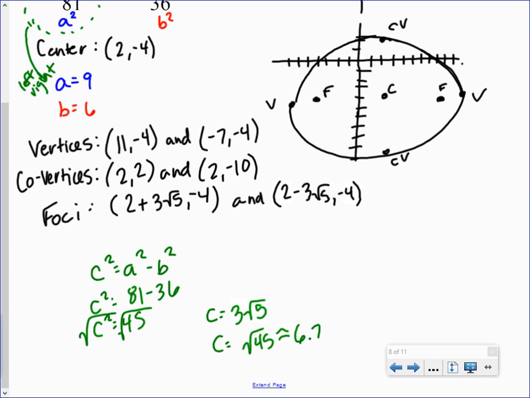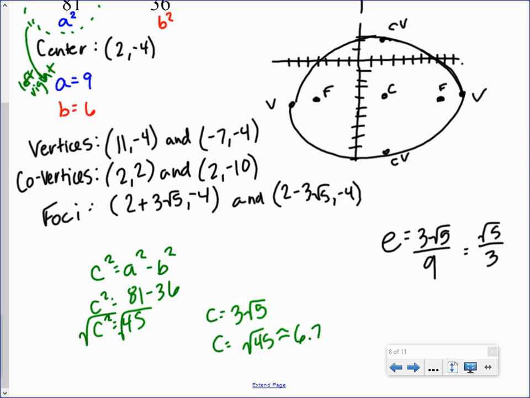Okay. Last thing that we want is eccentricity. And that's a pretty easy one. Eccentricity is just C over A, correct? So my C was 3 square root 5. My A was 9. Please make sure it's simplified. That would be square root 5 over 3.